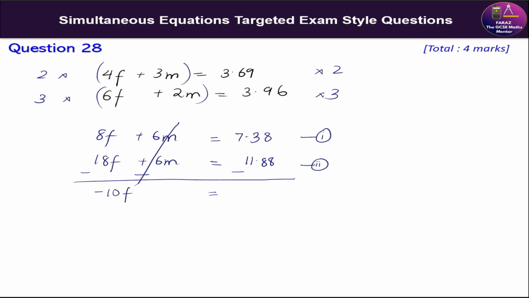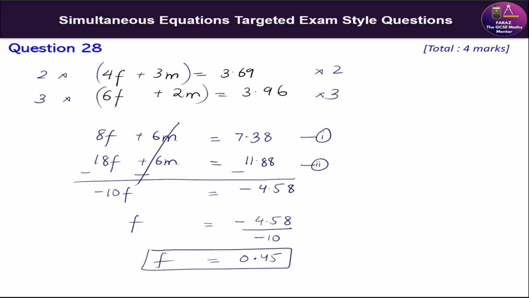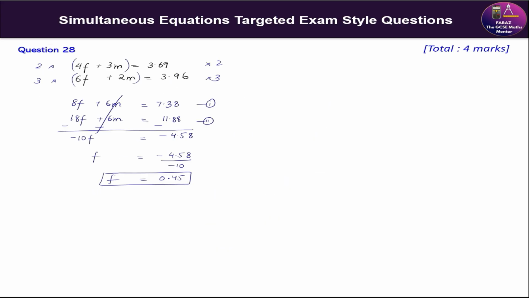So it will give us negative 4.58, and then we have to divide by negative 10 on both sides. It will give you F equals negative 4.58 divided by negative 10. F would become 0.45, because when we divide negative with negative, it will become positive. So F equals 0.45. Now you have to substitute this F equals 0.45 in any of the above equations to find the value of M. Alright, now sub this value of F there.